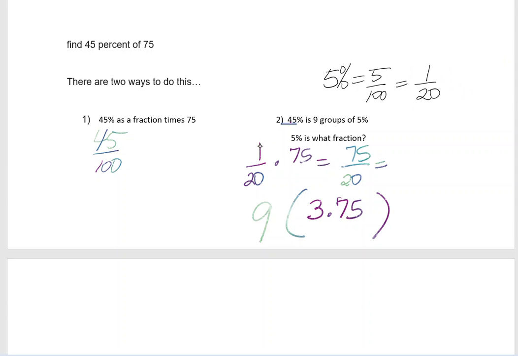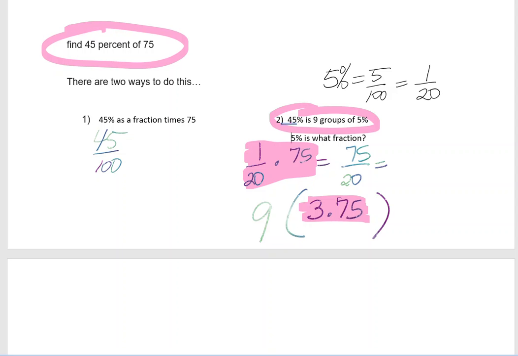So we would take what is 5% of 75, so multiply 1 over 20 times 75 over 1. We get 75 divided by 20, which is 3.75. So one group of 5% of 75 is 3.75, but 45% represents 9 groups of 5%. So take that 3.75 and multiply it by 9, and you would get 45% of 75.